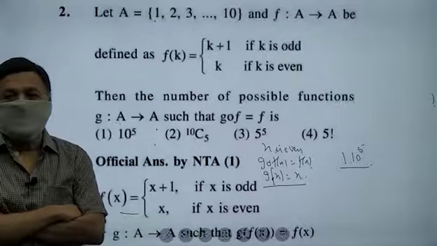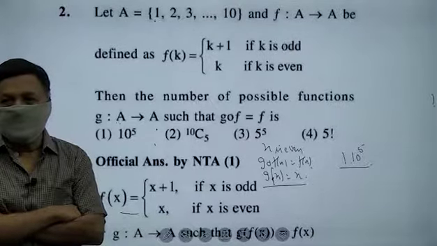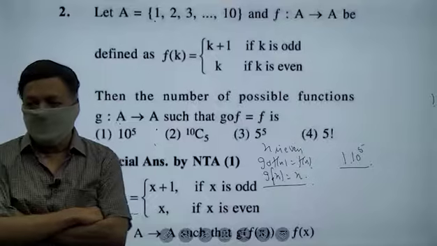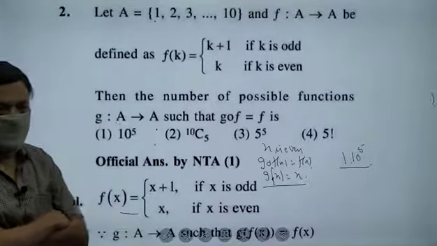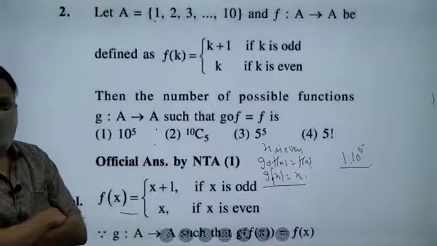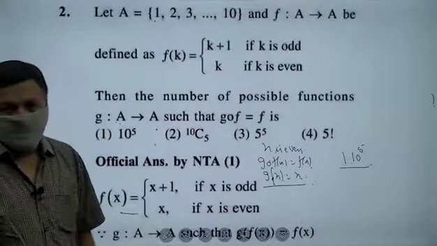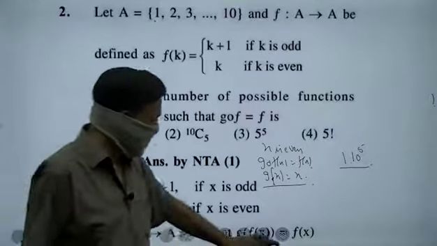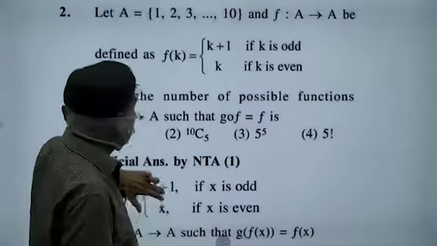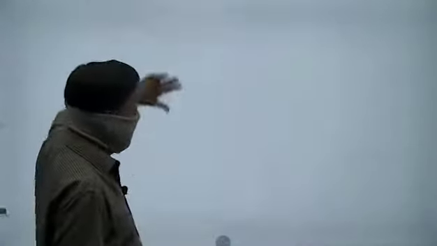Therefore, the total number of ways g can be defined is what? 10 to the power of 5 into 1 ways. That's the logic. Just go through the logic. This is logically a very good question.